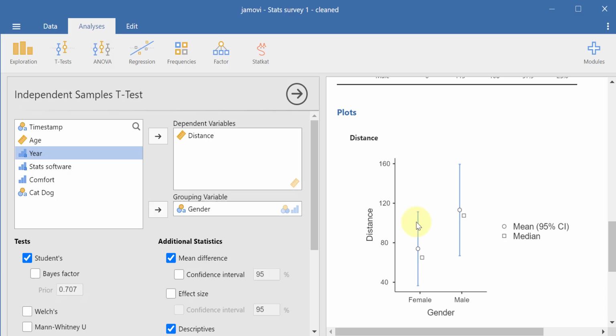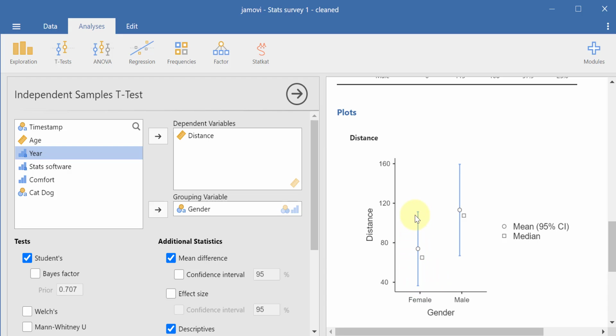And we can actually see that here. In our distance plot, we have our average listed here with the little circles, and then we have our squares, which is our median. So as you can see, on average, females seem to live about 70-something miles, and males seem to live almost 120 miles away.